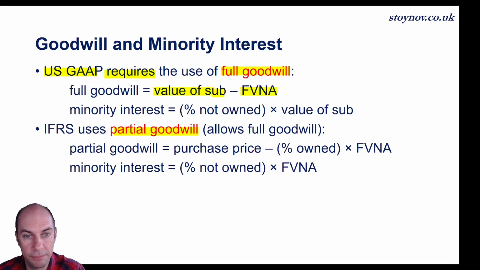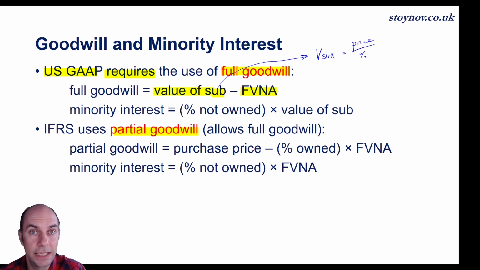Okay, so now be careful here because they might not give you the value of the subsidiary. They might just give you the price the investor paid. So how do I work out the value of the subsidiary if I know the price paid? Well, I take the price that they paid and I divide by the stake that I acquire. It's very easy to see that that's true.